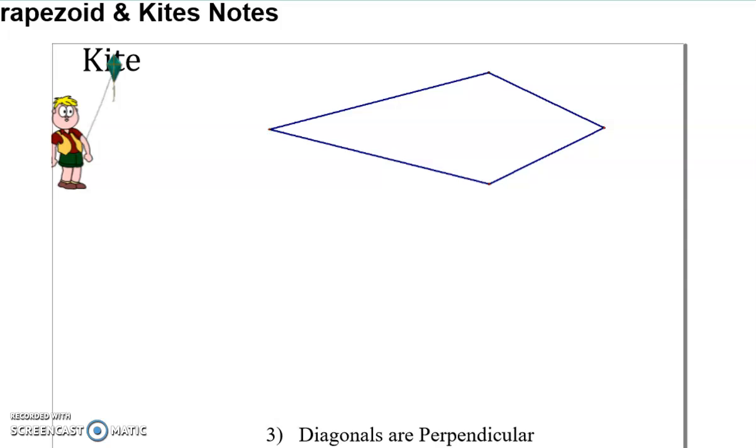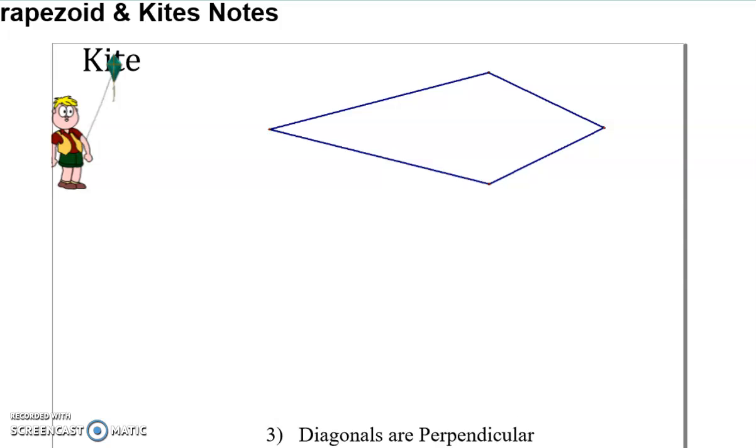All right, the last shape we're going to study is a kite. Okay, so we're all pretty much familiar with what a kite looks like. A kite is very similar to the rhombus family. It has traits that are similar to a rhombus.